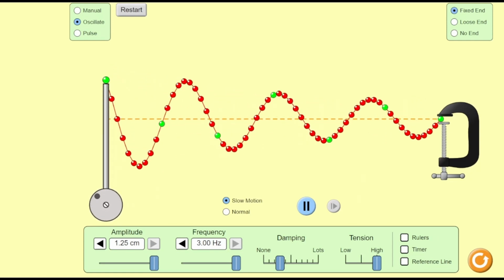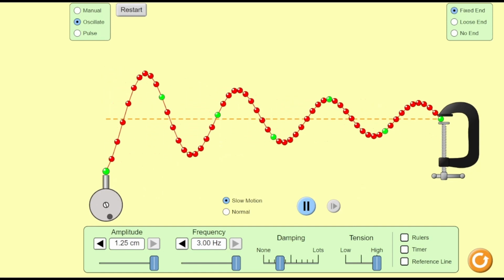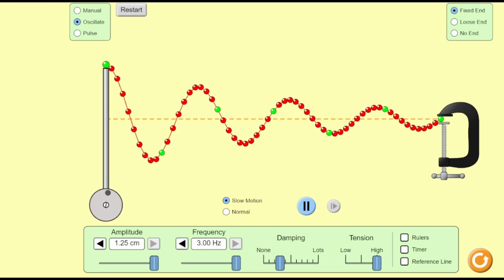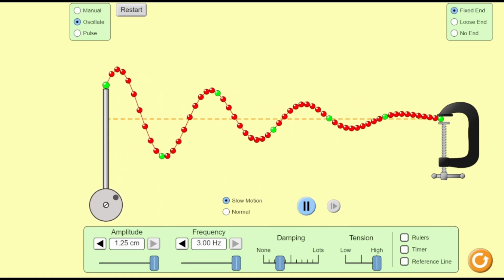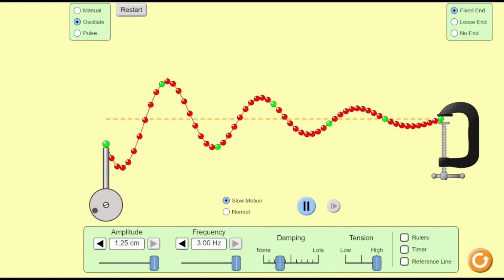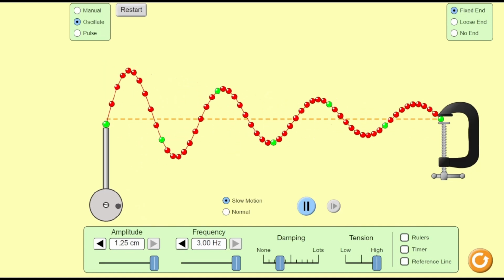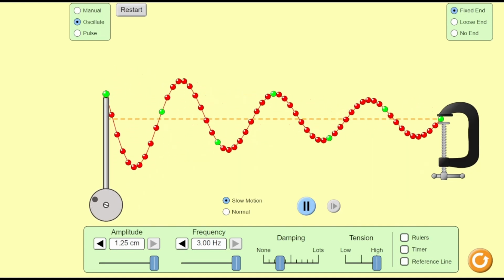Do you understand this point? The green particle still is on its own location. Has it changed its position? It hasn't, right? Do we understand this one? Okay, they only move up and down. All right.